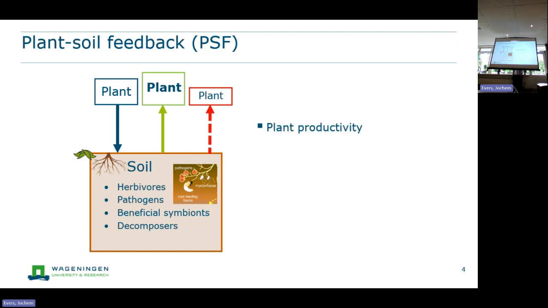So this whole concept, this plant soil feedback concept, can help us to understand plant productivity over time. And when we look at plant species mixtures in a grassland, for example, it can also help us to explain why so many plant species can coexist over long periods of time, because none of them is really outcompeting the others. They're kept in check because of these feedback mechanisms.